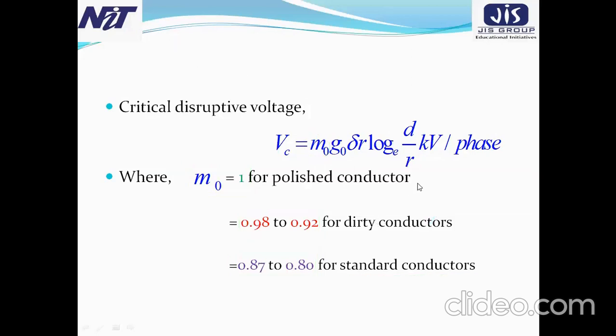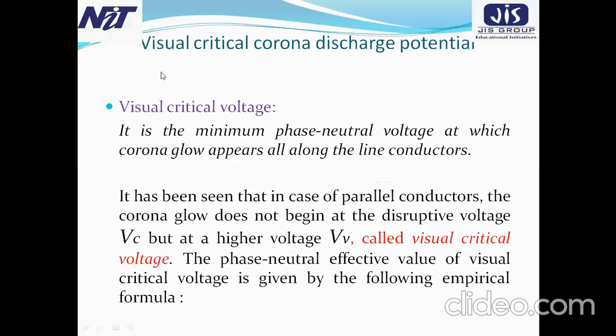Now, go to the next slide. In the next slide, you can find the visual critical corona discharge potential. The question is, what is this visual critical corona discharge potential? It means the voltage: it is the minimum phase-neutral voltage at which corona glow appears all along the line conductor.